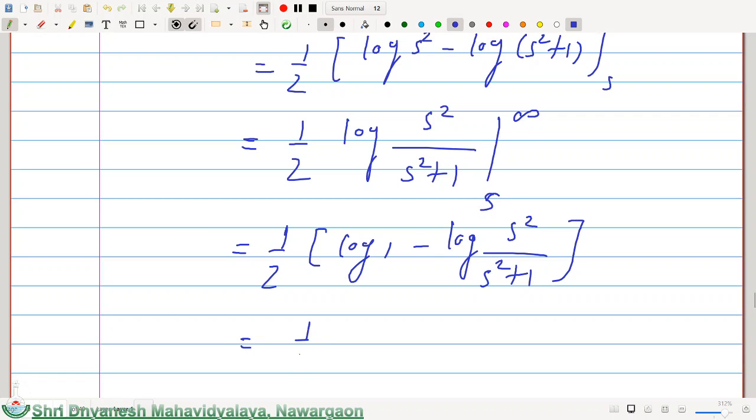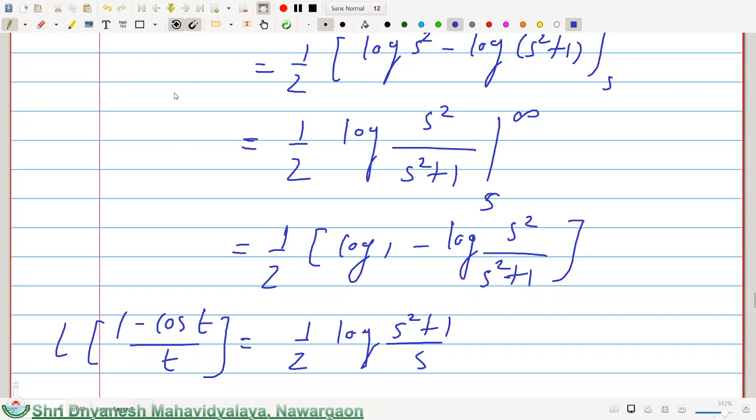So this is 1 by 2 log of (s square plus 1 upon s square), because this minus 1 is taken into the numerator into the power of s square upon s square plus 1. So this was the Laplace transformation of 1 minus cos t upon t, but you have to find the Laplace transformation of 1 minus cos t upon t square.